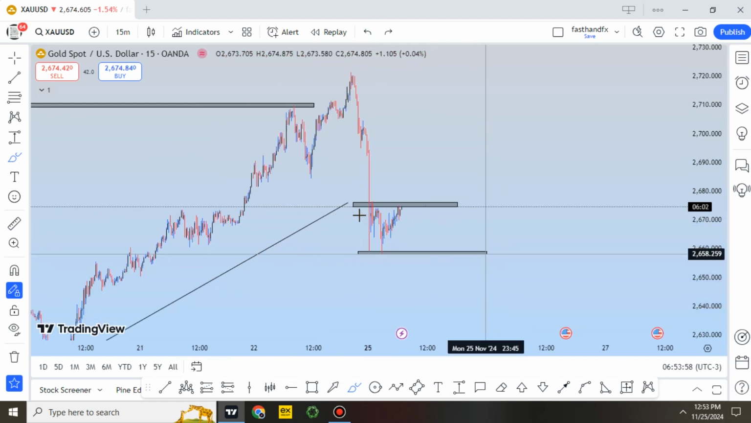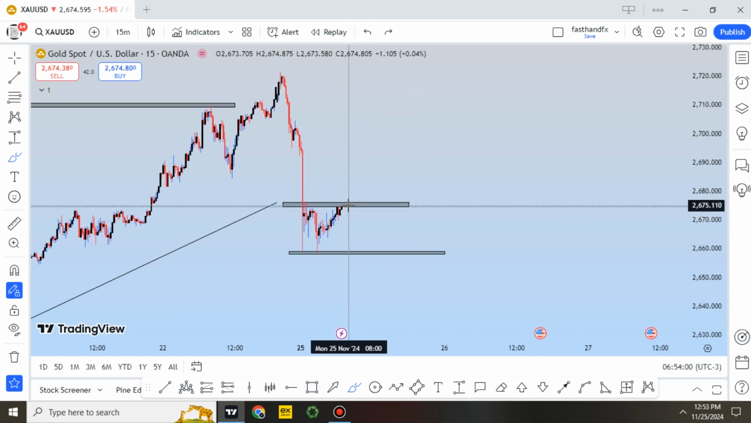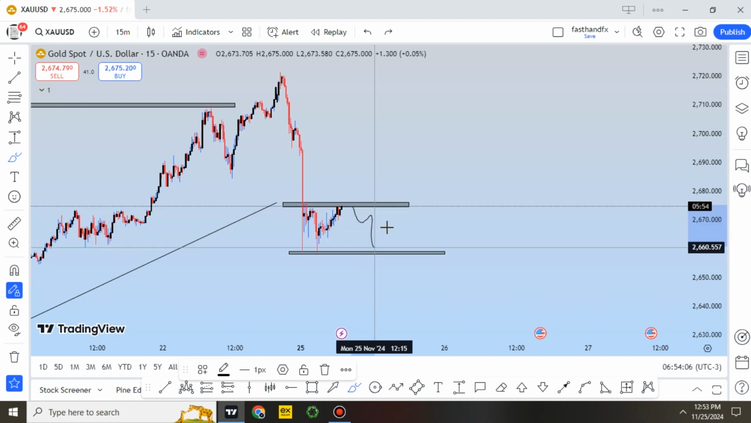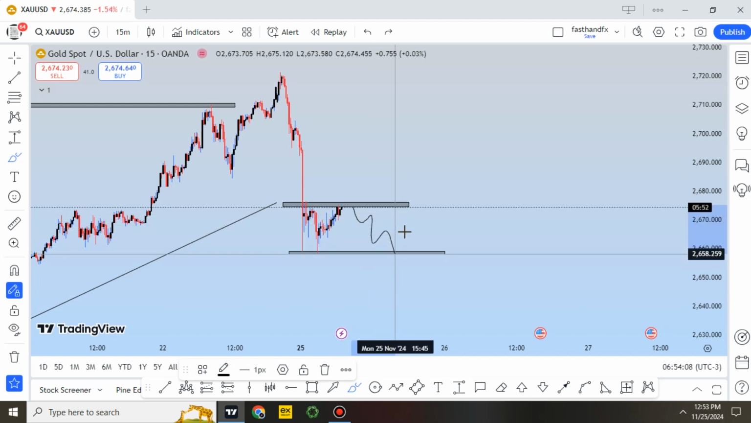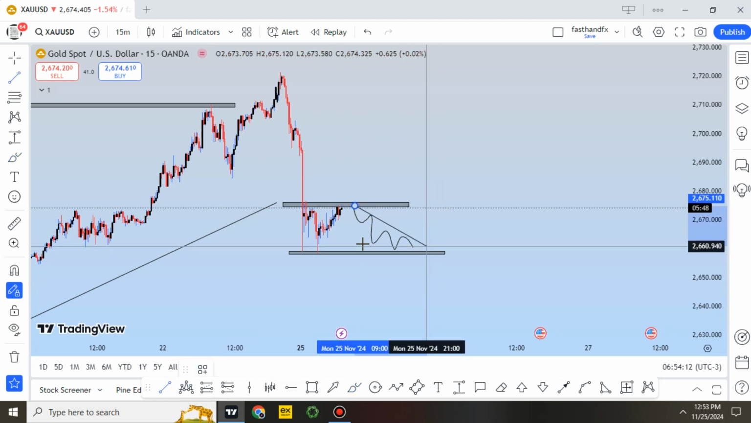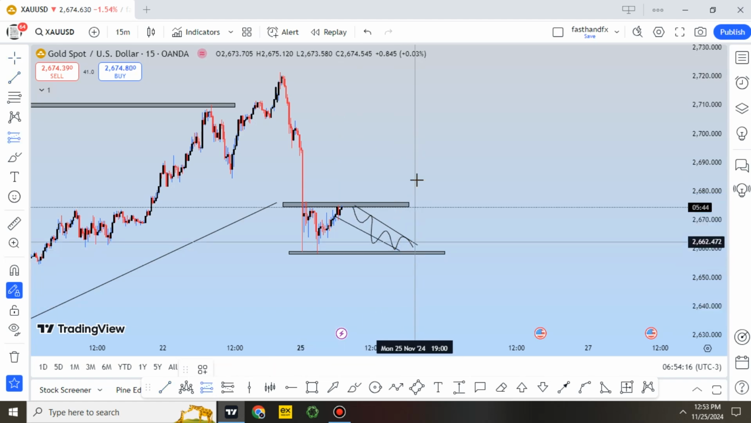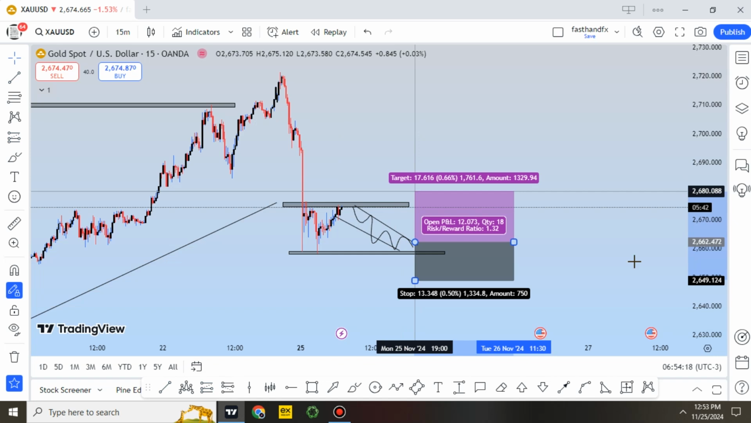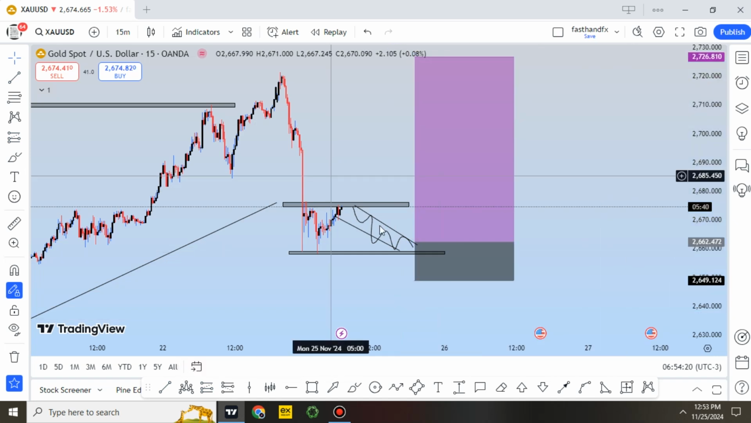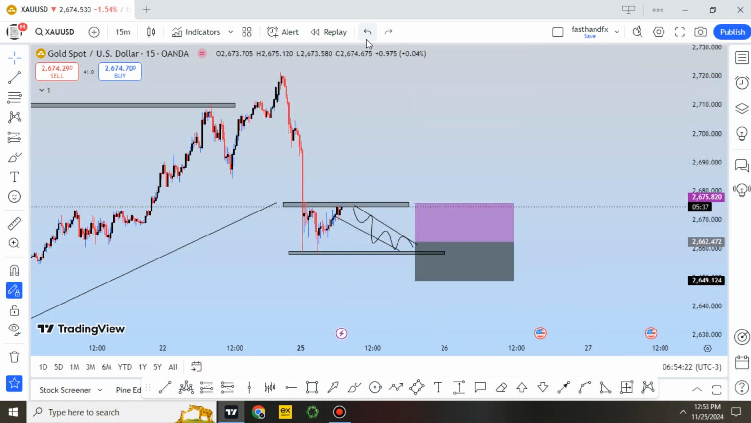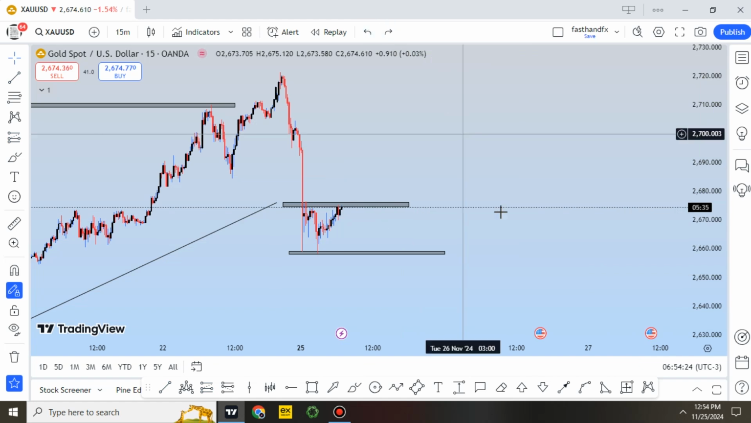But if you see gold dropping in this kind of a manner, start doing this lower low, lower high, lower low, lower high, lower low, lower high. This is just a sign that it wants to go up, because this is just a continuation pattern or a bullish flag to tell you that gold wants to go or break out of this high. So those are the things that we should be watching out on gold.